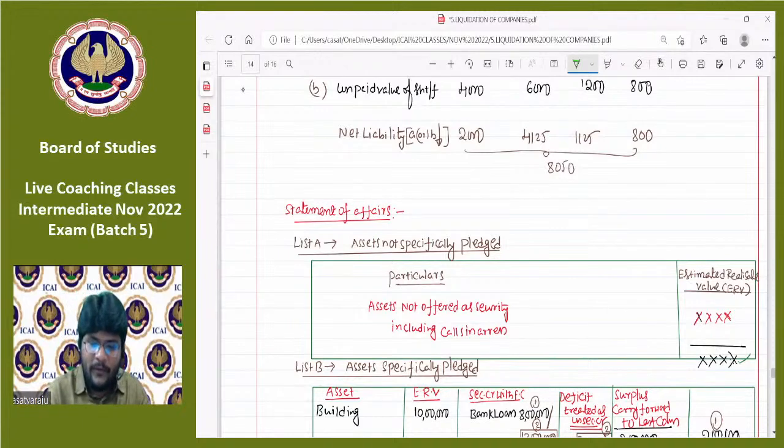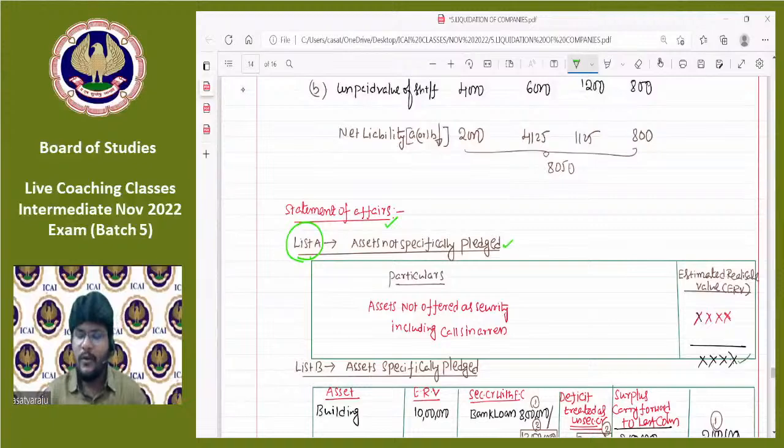Now, the statement of affairs starts with list A, assets not specifically pledged. So here, under particulars, we give the estimated realizable value of assets. Those assets which are not offered as security at the time of availing any loan are clearly put under list A. One more thing you need to remember here: calls in arrears also we should take into consideration under assets not specifically pledged. Calls in arrears are also treated as an asset.